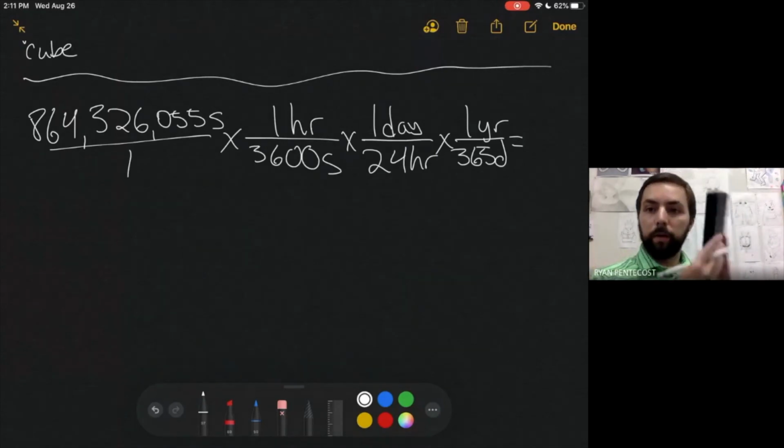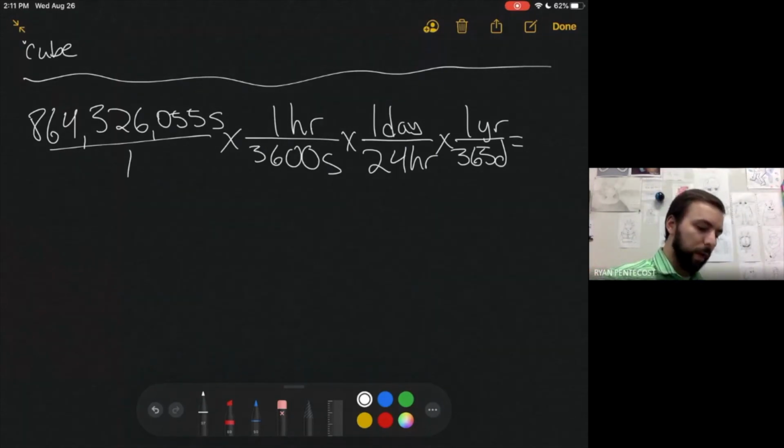So, if you get out your handy dandy calculator, you take 864,326,055, divide by 3,600, divide by 24, divide by 365. Oh no, and then hopefully you don't have a complex fraction. So let me fix my calculator real quick. Oh no, I messed up. Okay, 1 second.